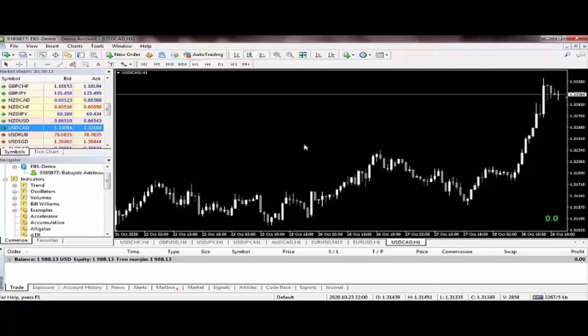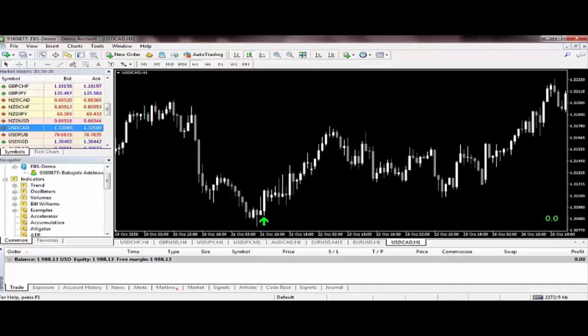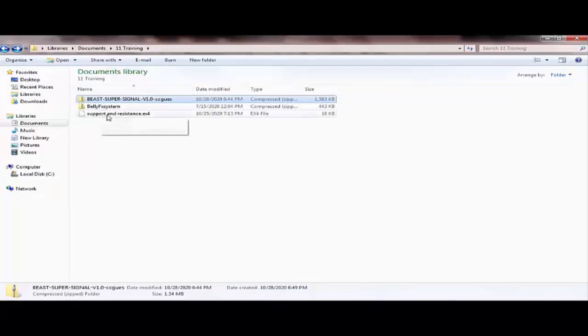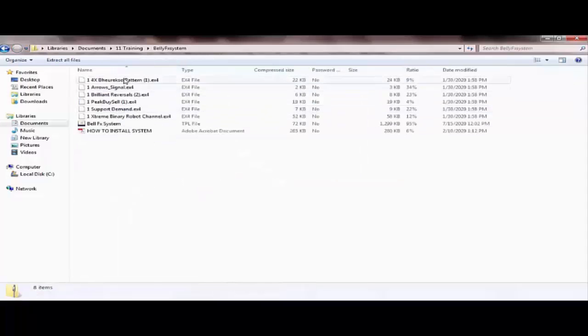So the last one we'll be looking at is what we call the FS system. Forex system, we always have what we call Forex system. Forex system is a combination of strategy with indicator that gives you what exactly you should do. So let's come down here. So this is the one we want to use now. This is what we call Belly FS system. It's a system. So when you come down here, you see all of this.